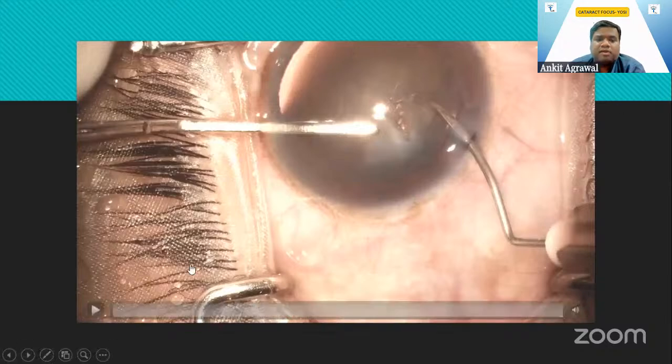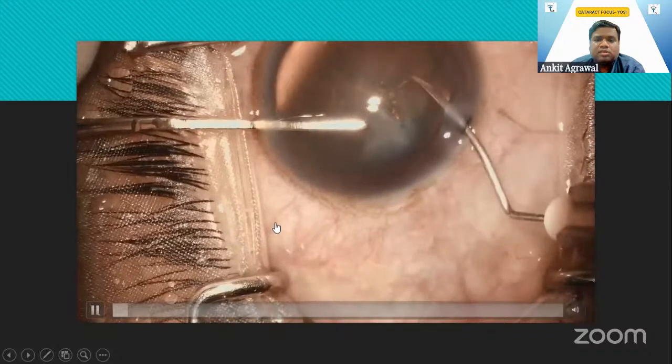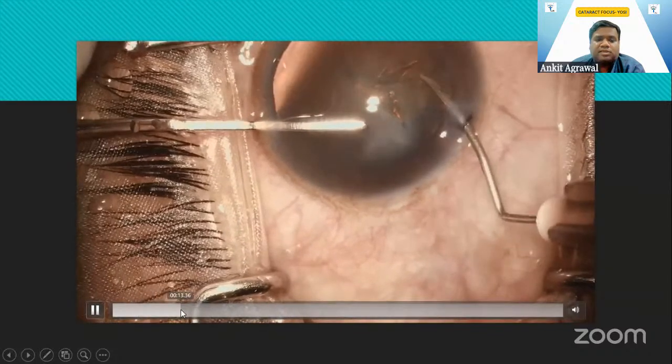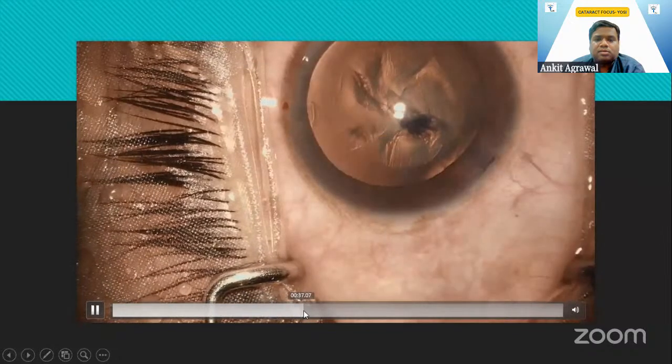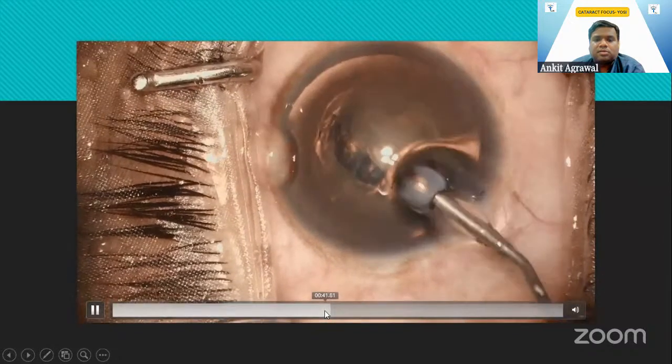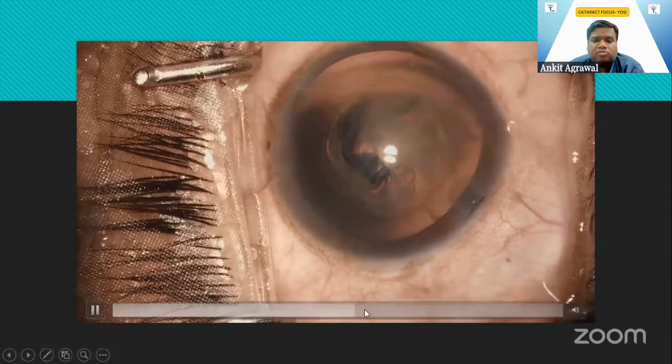Now I will share one video where I'm doing the hydrodissection procedure. So after finishing the rhexis, now one important tip here is that always do the hydrodissection using the main port.